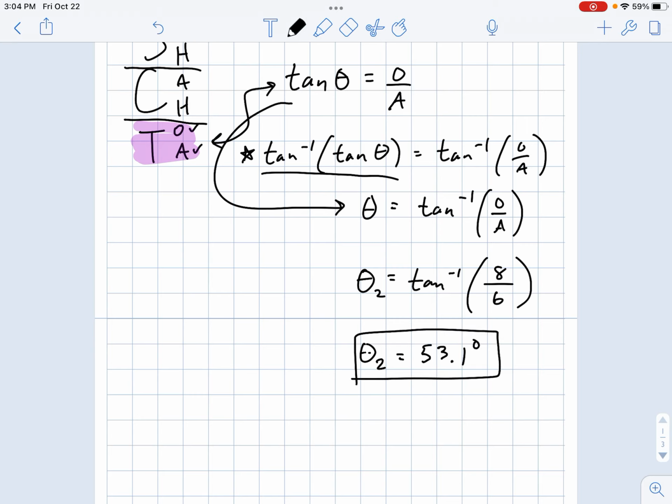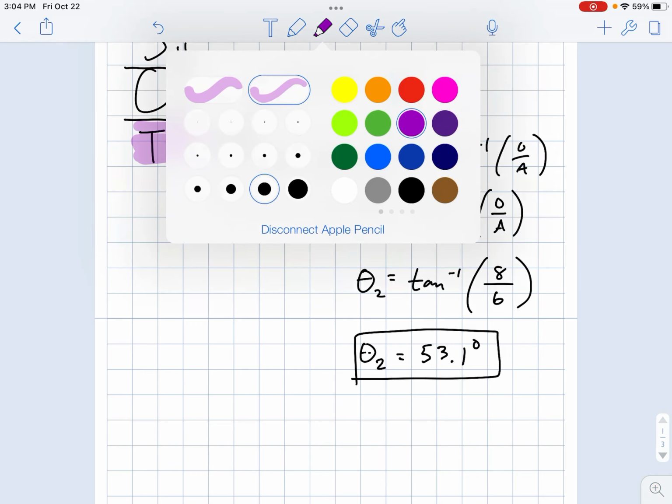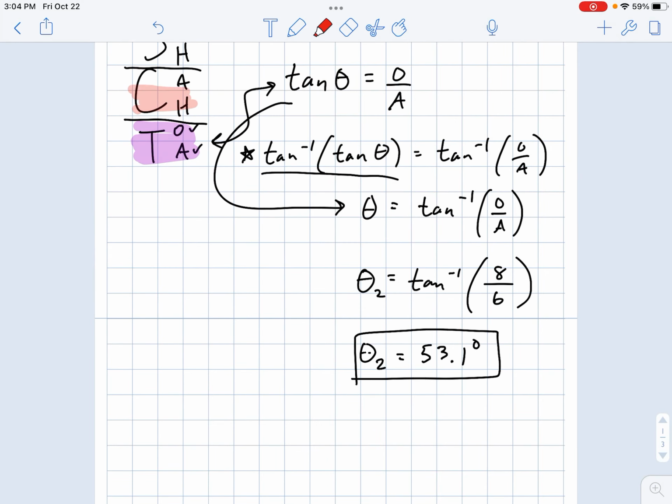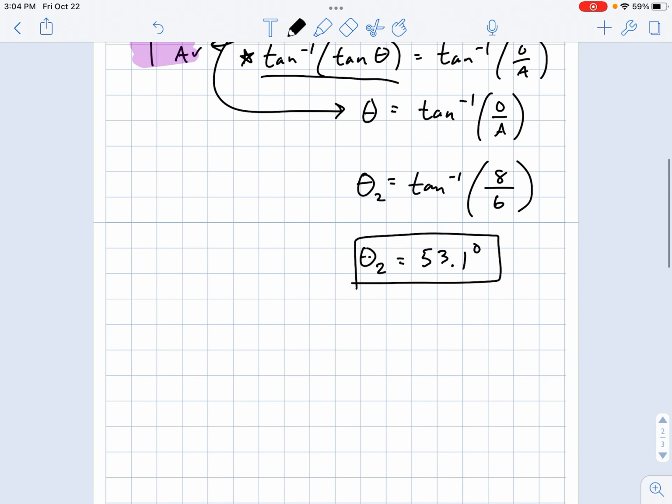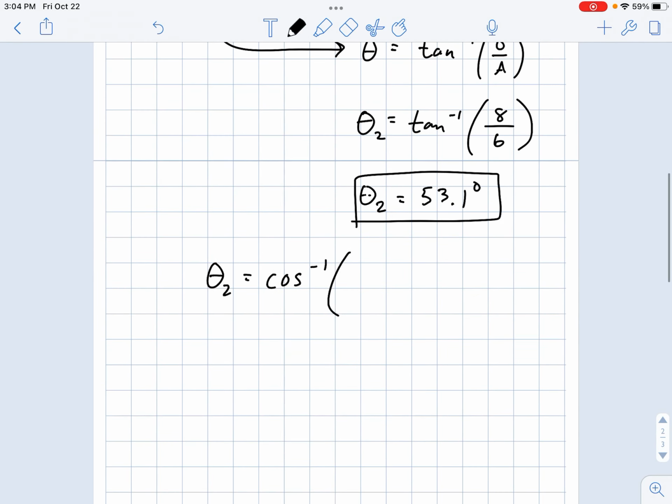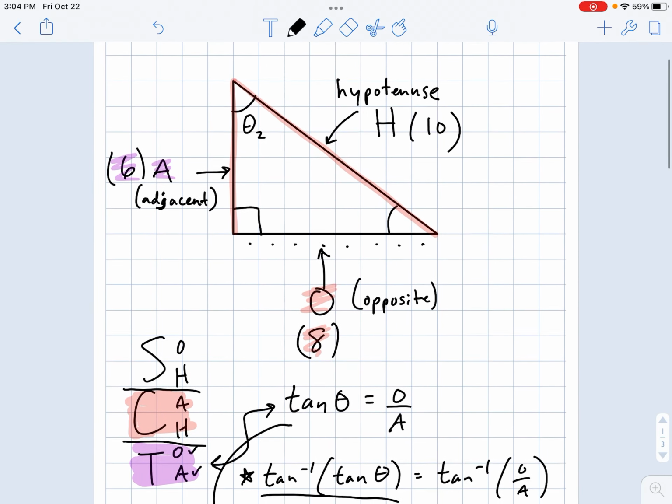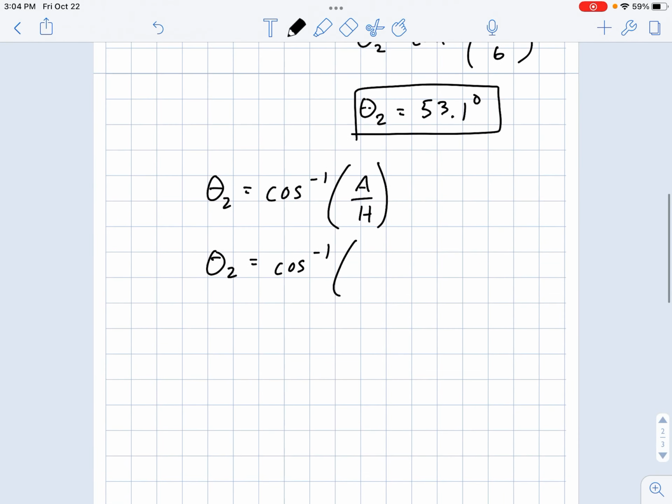Now that was using inverse tangent. What if we wanted to use cosine, inverse cosine? Could we do it? Absolutely. We could have said theta 2 is equal to inverse cosine of, now cosine uses adjacent over hypotenuse. I have to use SOHCAHTOA all the time. It's a very useful acronym. So let's substitute: theta 2 equals inverse cosine of the adjacent side 6 divided by the hypotenuse 10.